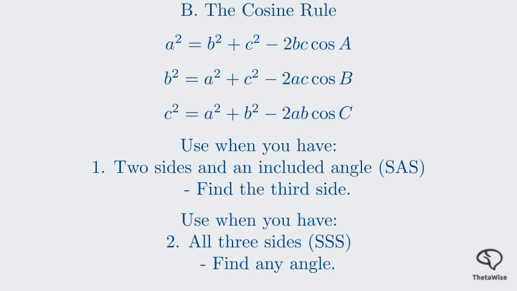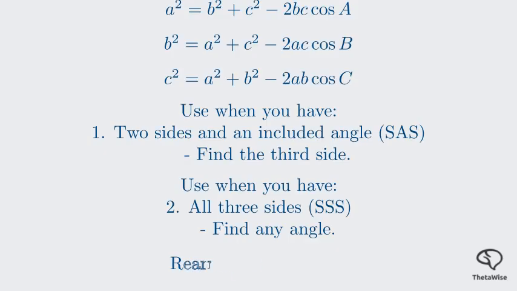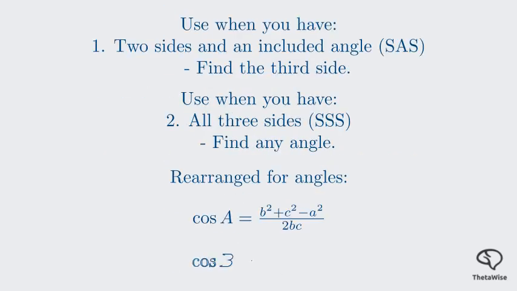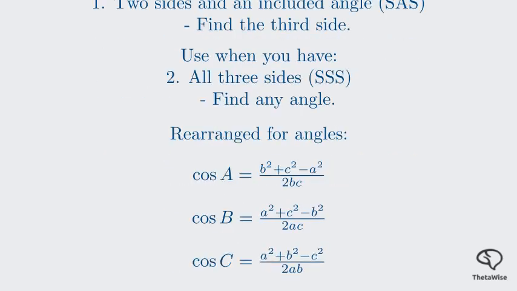In the SSS case, it's often more convenient to use a rearranged version of the formula that solves directly for the cosine of the angle. For example, for angle A, the formula becomes cos A equals b squared plus c squared minus a squared, all divided by 2bc. Let's work through an example of the first case. Finding a side when you have two sides and an included angle.